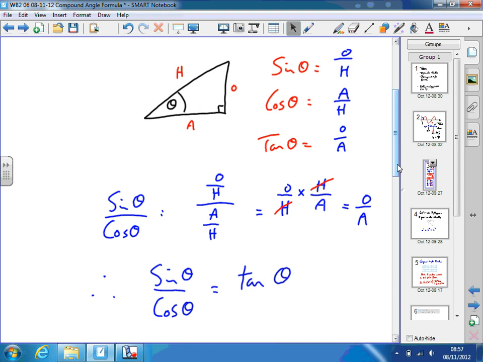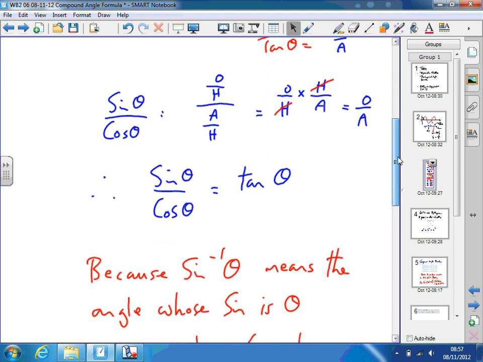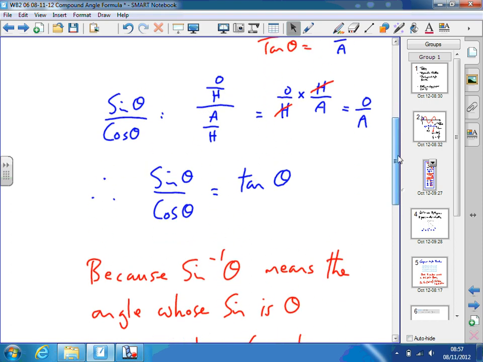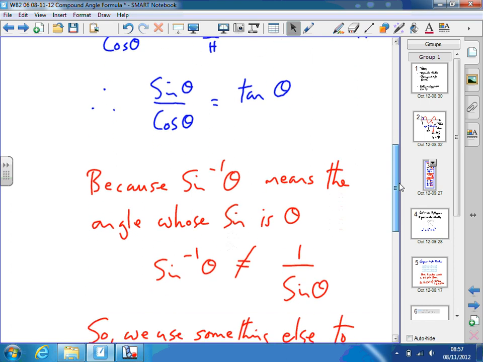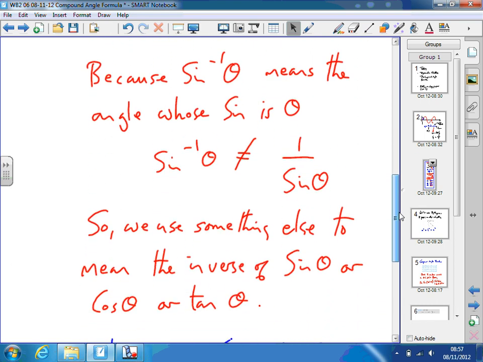And that's the sort of thing we do to prove identities. Now, a little definition coming up. Sine to the minus 1 means the angle whose sine is theta. Let me just reveal the whole thing, might as well. Okay.